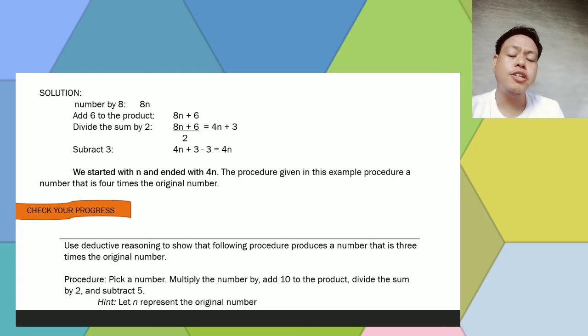Let me give you an explanation about the solution. Let n represent the original number. Multiply by 8, add 6 to the product, divide by 2, then subtract 3. Now, n becomes 8n plus 6, all over 2. Then we have 4n plus 3. Then subtract 3, and we get 4n.